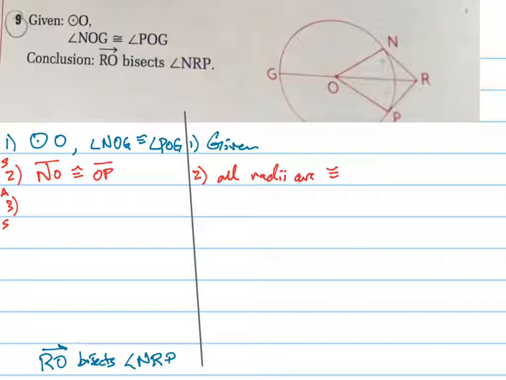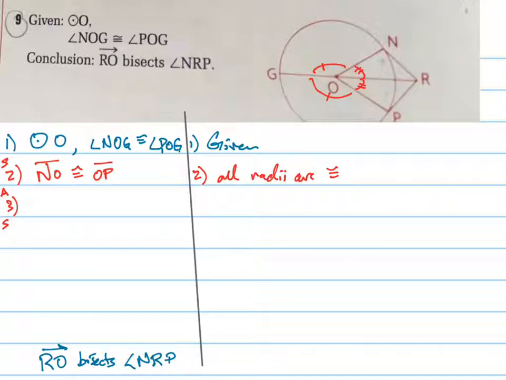So let's find that angle first. Well, like we talked about, we have that angle is equal to that angle that was given. And so can't we say, isn't there some property that says that supplements of congruent angles are congruent?